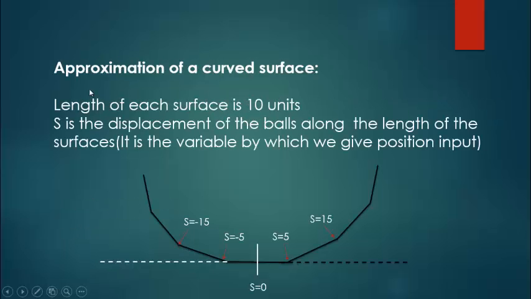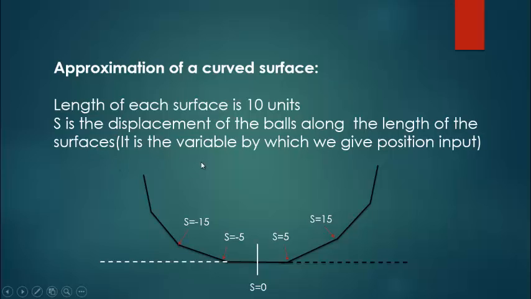This is for realizing a curved surface. We approximated the surface like this because the total curved surface is very difficult to realize. The length of each surface is 10 units. That means the distance of this surface from here to here is 10 units, and we used some more surfaces which are not shown here. Now s is the displacement of the balls along the length of the surface.